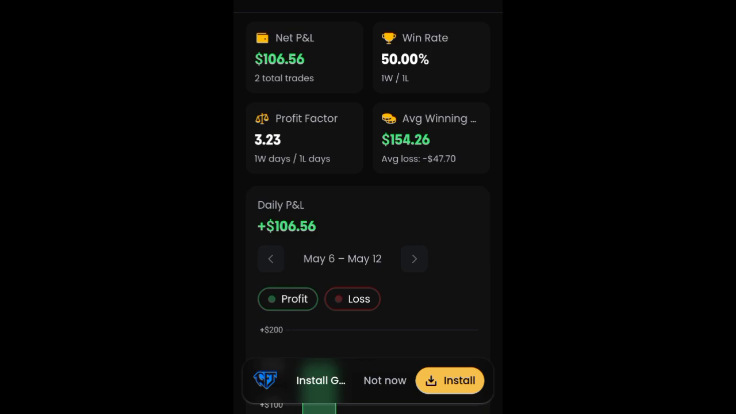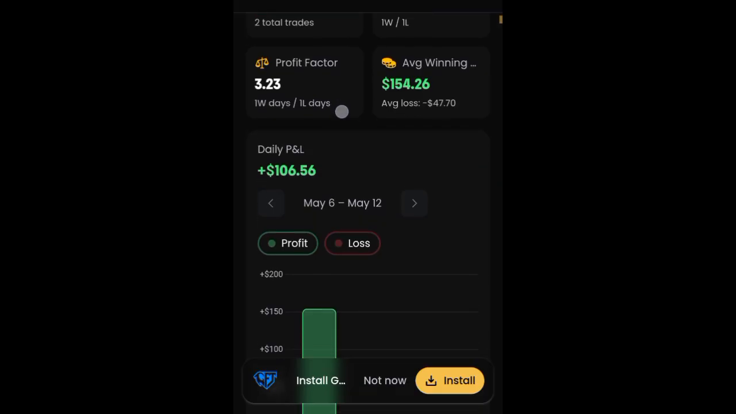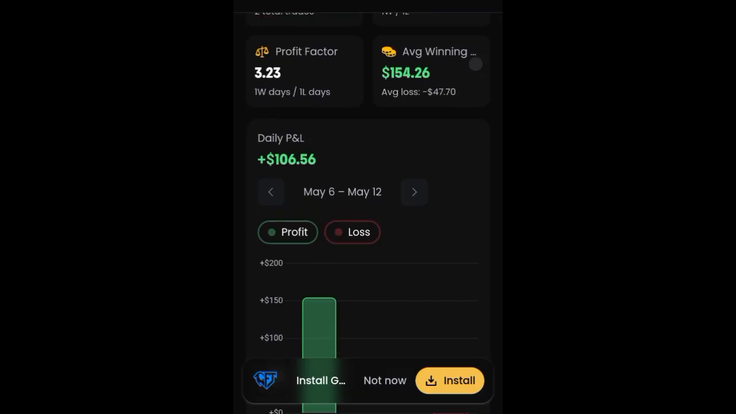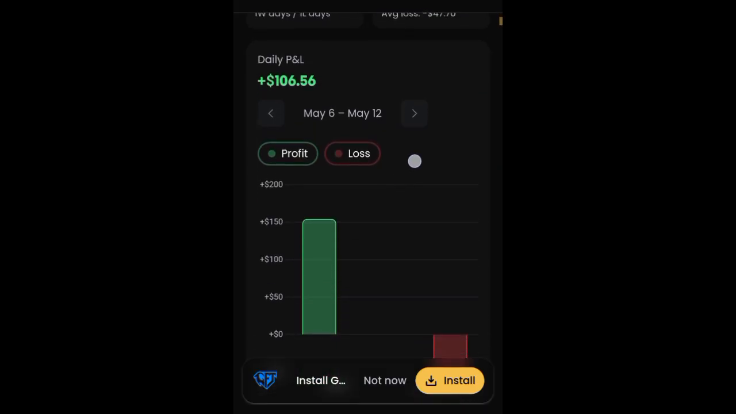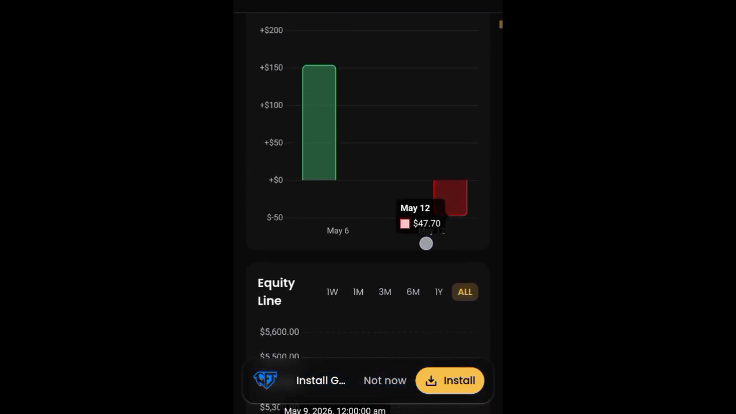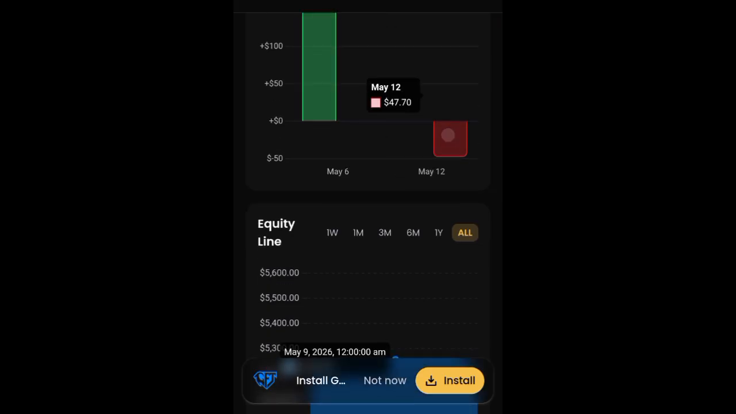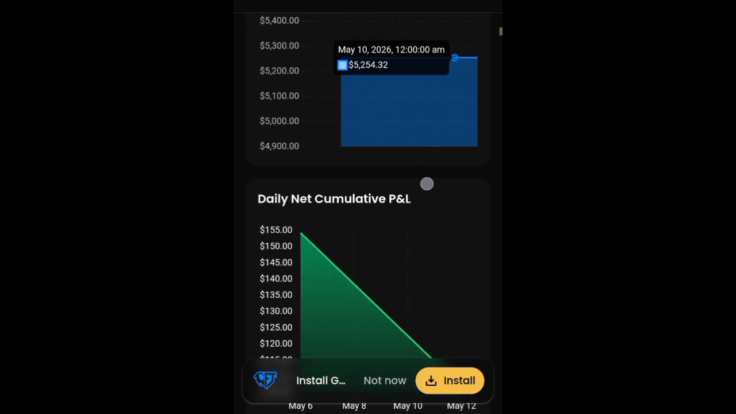Profit factor is really high, 3.23. Then average win, this was the win last week. And then as you can see, this is today's loss right here. So you can see my win compared to the loss, which is 3:1. So that shows that it's really nice.